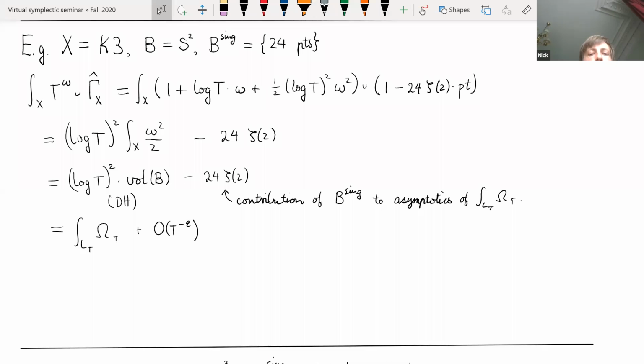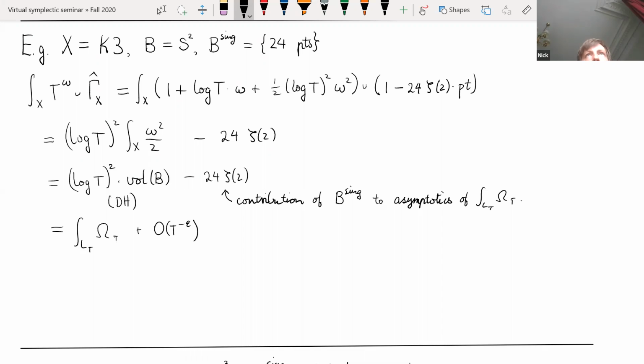And the gamma hat term is 1 minus 24 zeta of 2 times the Poincaré dual of a point. So when we integrate that out, we get this term, log t squared times the symplectic volume, minus 24 zeta of 2. And as we just saw, this leading term, by the Duistermaat-Heckman theorem, is equal to the affine volume of the base B. And these two terms combine to give the asymptotics of this period integral.